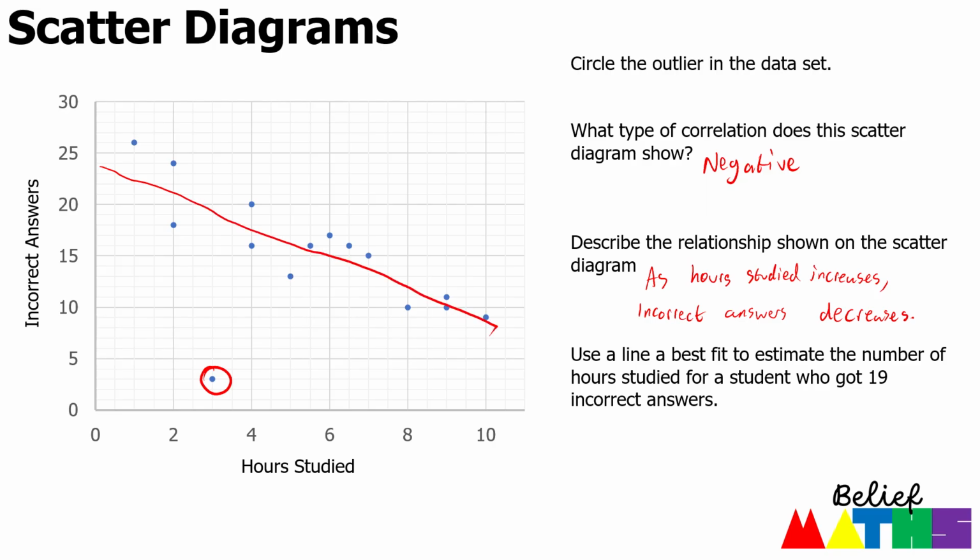That's about right. And then if we go to 19, we come across to our axis, we come down, and we would say that that is exactly in the middle, so we would say 3 hours. Okay, again, that's using our line of best fit. We're ignoring every other piece of information, but 3 hours we would say they get 19 incorrect answers.